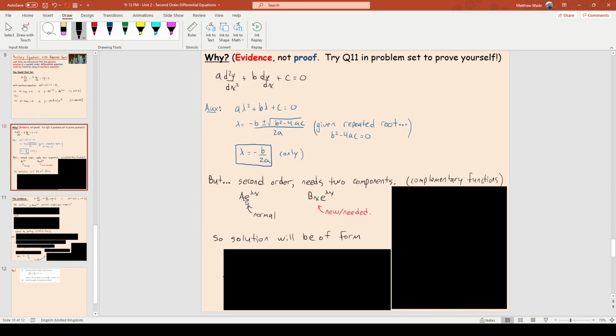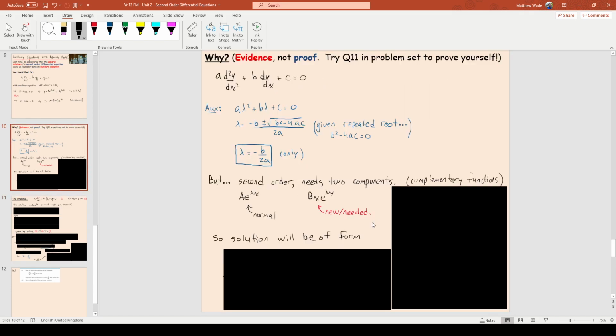Certainly that's going to be a solution: A e to the lambda x. You'd expect that because that's in keeping with the last lesson. But what on earth are we going to do for our second solution? Because we don't have two lambdas, so we can't have B e to the lambda 2x. Well, I'll show you.